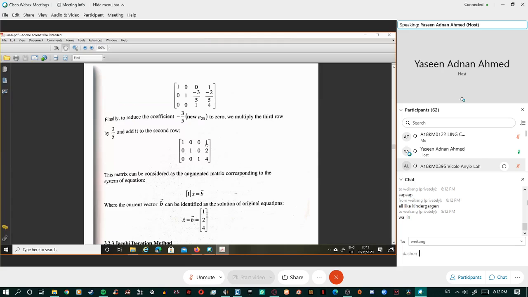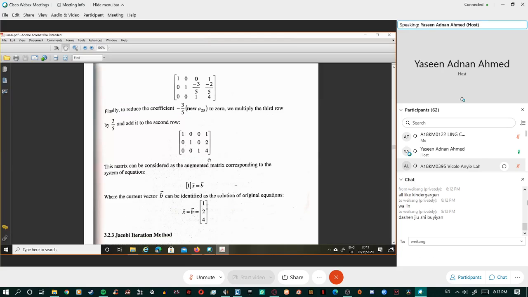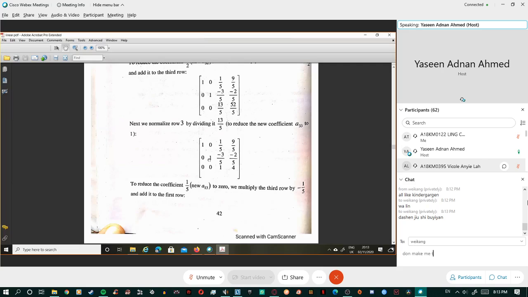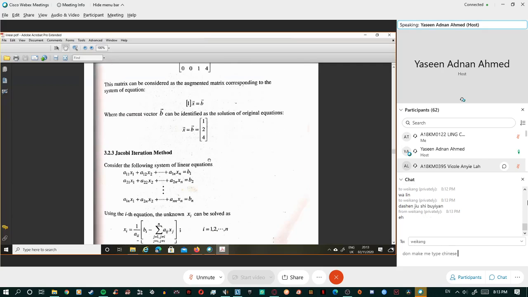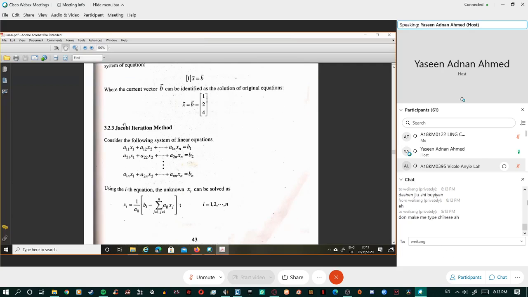And then your solution will be 1, 2, and 4. That is a straightforward direct method, so we will not have any backward substitution, okay? So maybe we will try to solve this one. And after that, we have the Gauss-Jacobi iteration.